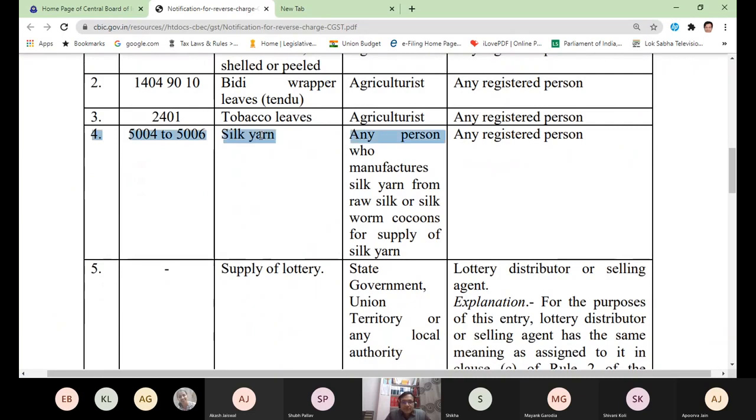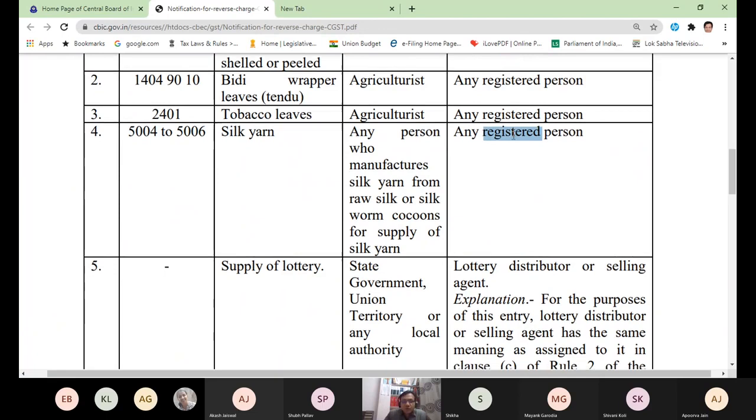Silk yarn, from which silk clothes are made. Any person who manufactures silk yarn from raw silk or silkworm cocoons for supply of silk yarn, any person, but whoever is the purchaser of silk yarn, any registered person, then this registered person has an obligation, not the supplier, to pay tax to the government of India.